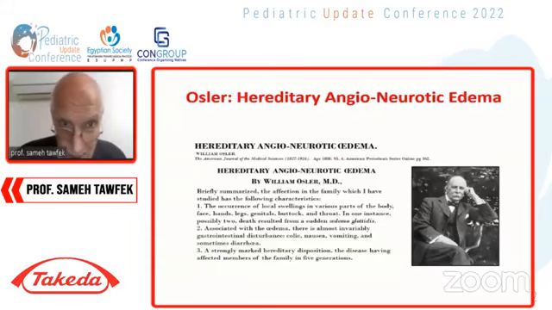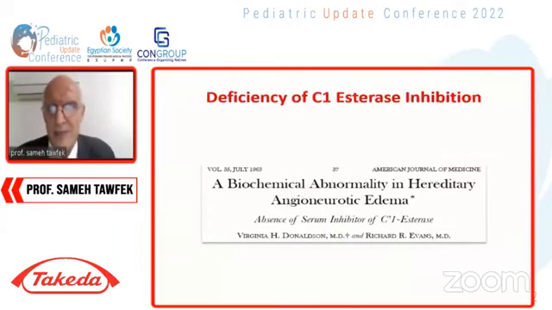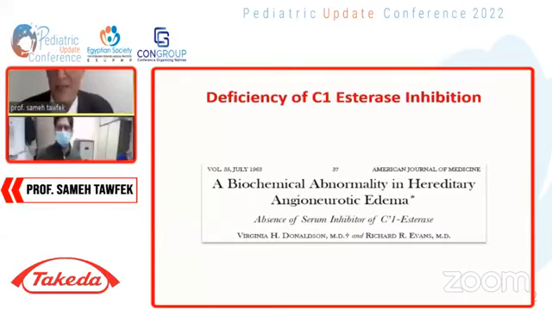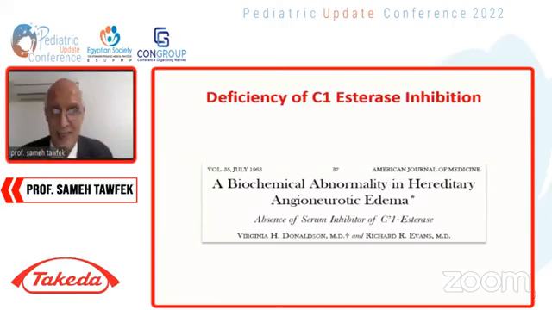And this was in 1888. Can we imagine? A long time ago. So it is an old issue, and everything has been identified. For example, the defect biochemically is deficiency of C1 esterase inhibitor. This was published in the American Journal of Medicine in 1964, so maybe 60 years ago. The title of this paper was Biochemical Abnormality in Hereditary Angioedema.